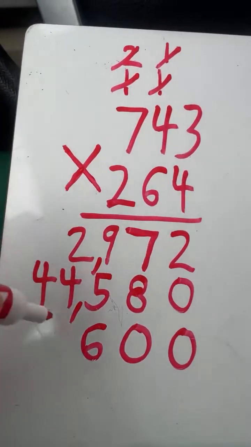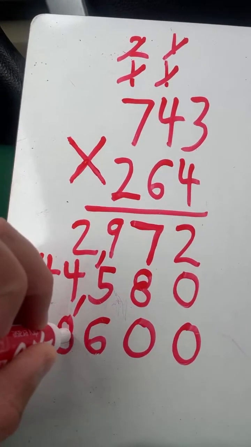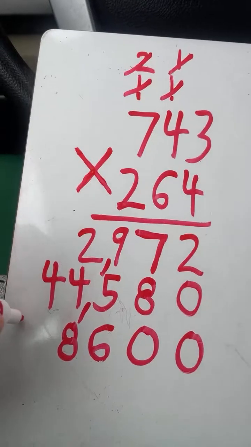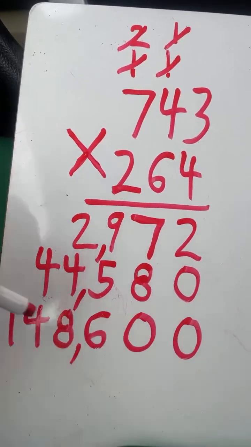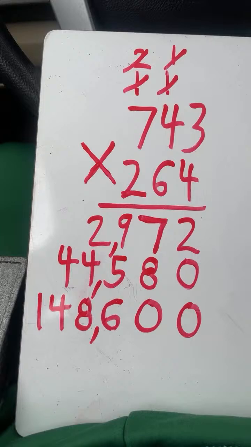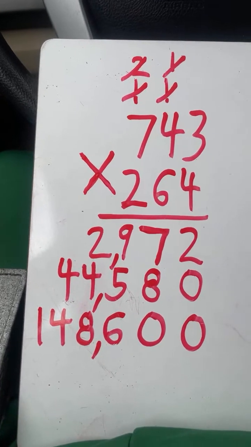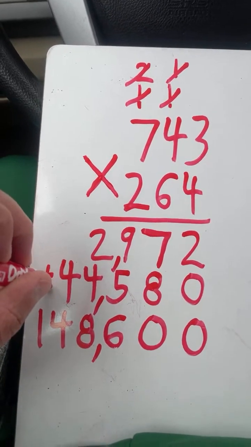4 times 2 equals 8. Again, no regrouping needed. 7 times 2 equals 14. And now to get our final answer, we simply need to add these 3 numbers together.